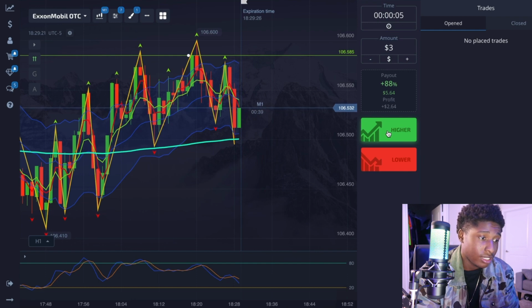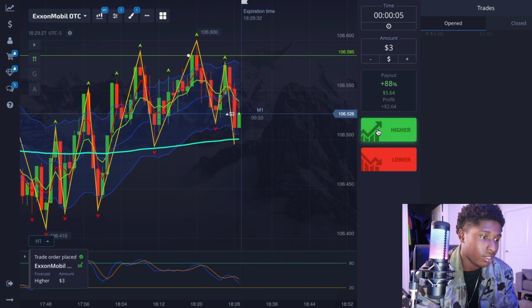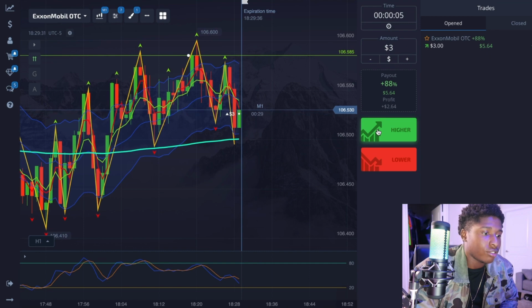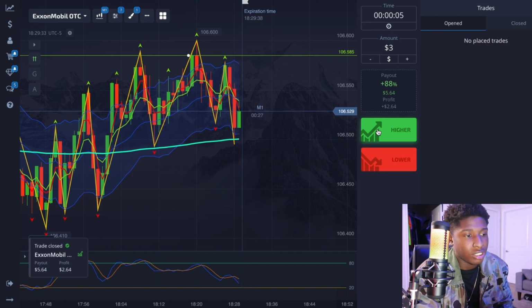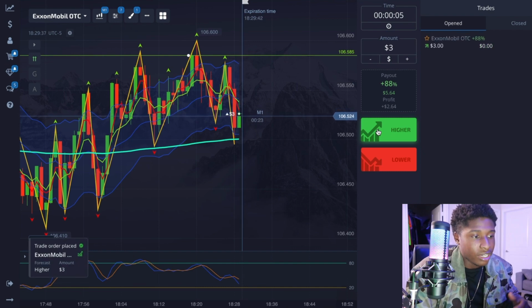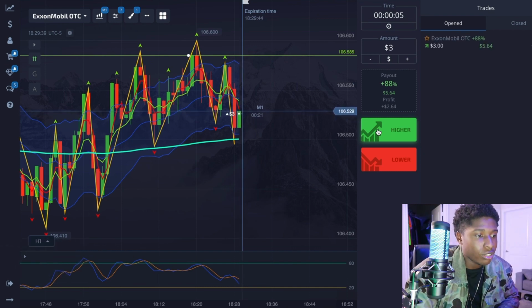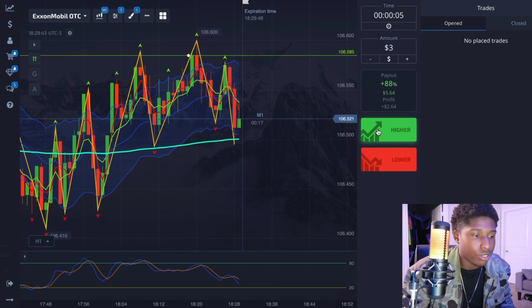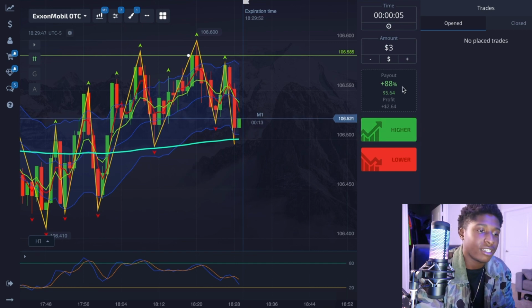So let's see if we can get it on the pullback to about right here where my arrow is. We got it, and now let's place a 5-second trade, $3, and as you can see, we close in a positive position. Now we can run this back again, pull back, and actually I was in it 1 second too early. Still would have lost because it is still pulling back, but that is how 5-second trades go, guys.